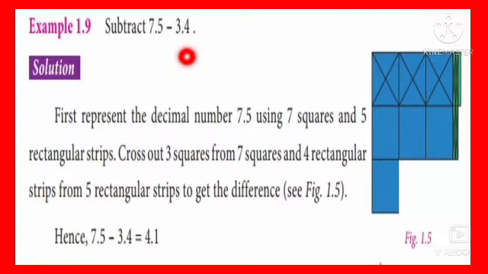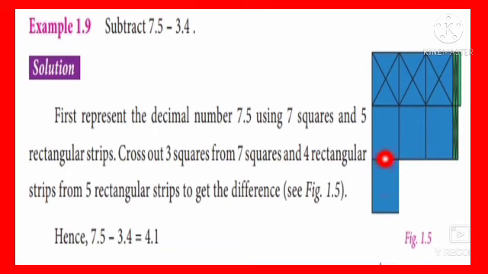Let's subtract the decimal parts. So we are going to subtract 4 from 5. From 5 thin rectangular stripes, we are going to cancel 4. So cross the 4 thin rectangular stripes: 1, 2, 3, 4. So the remaining is 1. And now we are going to subtract the whole part, that is 3 from 7. So we need to cross 3 boxes: 1, 2, 3. So the remaining is 1, 2, 3, 4.